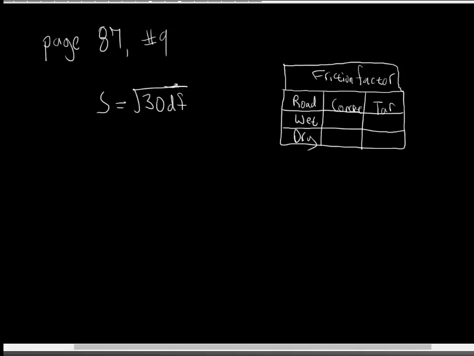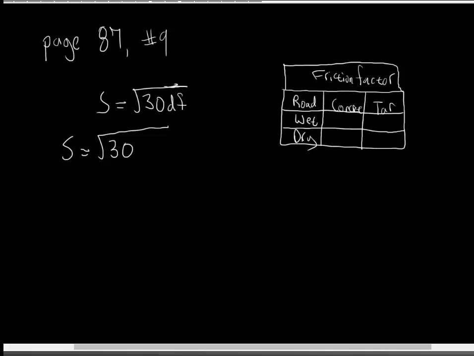So with number 9 on page 87, I think the trick is pulling the relevant information out of the words. So we've got our equation, we've got our table, and then we need to read it. It says that D is the distance in feet and F is the friction factor. And if we keep reading, it says the police measured a skid mark of 90 feet on a dry concrete road. So I'm going to go into my equation and I'm going to say S is equal to the square root of 30 and then 90 feet.